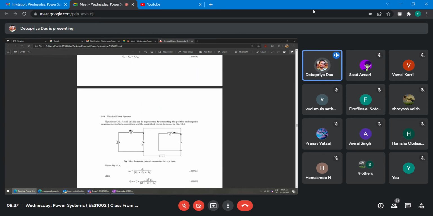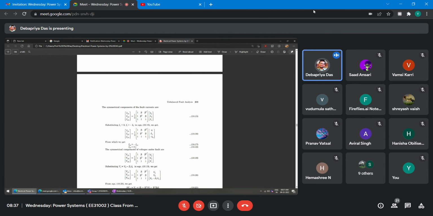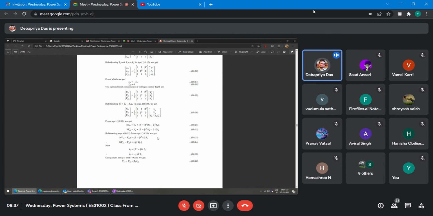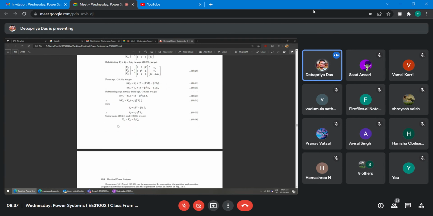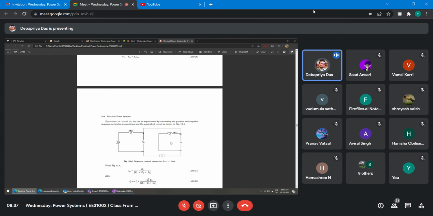Now you know the positive sequence and zero sequence current. Here IA0 is 0, so no zero sequence diagram is required here. Only the positive sequence and negative sequence are needed, because IA0, the zero sequence current, is 0. So we are not bothering about that. This is the positive sequence, this is the negative sequence.